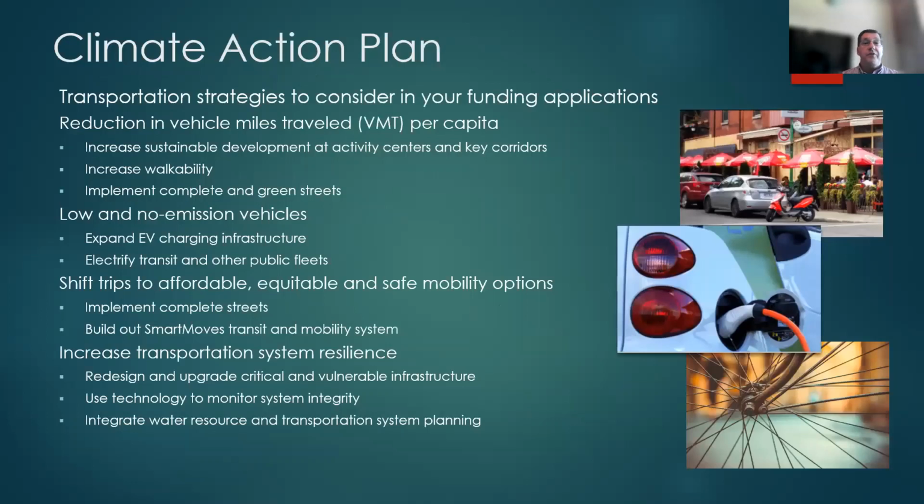And there are some additional strategies to consider in your application: a reduction in vehicle miles traveled, low and no emissions vehicles, shifting of trips to affordable, equitable, and safe mobility options, as well as increasing the transportation system's resilience. As you can see, we've identified a handful of strategies under each of those for you to consider. Those are probably the more accessible ones for a transportation application to work through under the Climate Action Plan.